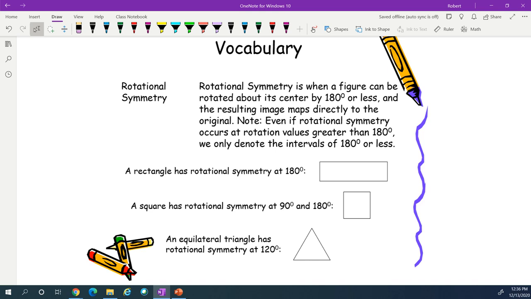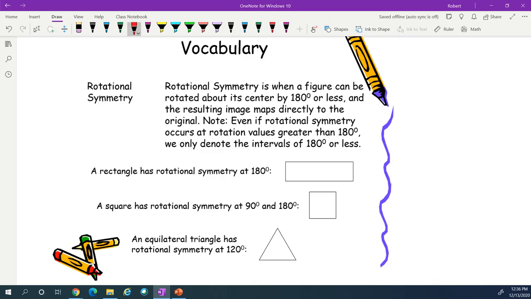So the way we get rotational symmetry, and we can certainly make a little formula out of this: there's 360 degrees in a circle, in a full rotation, and we're going to divide by the number of lines of symmetry. And that's going to tell us how many degrees of rotational symmetry we have.